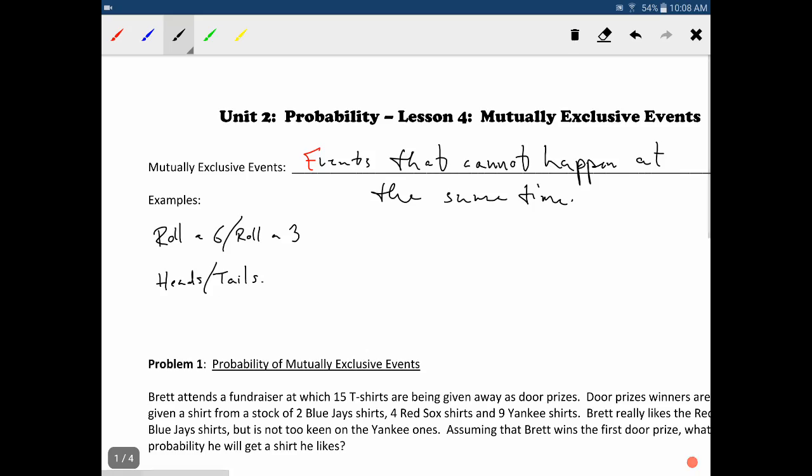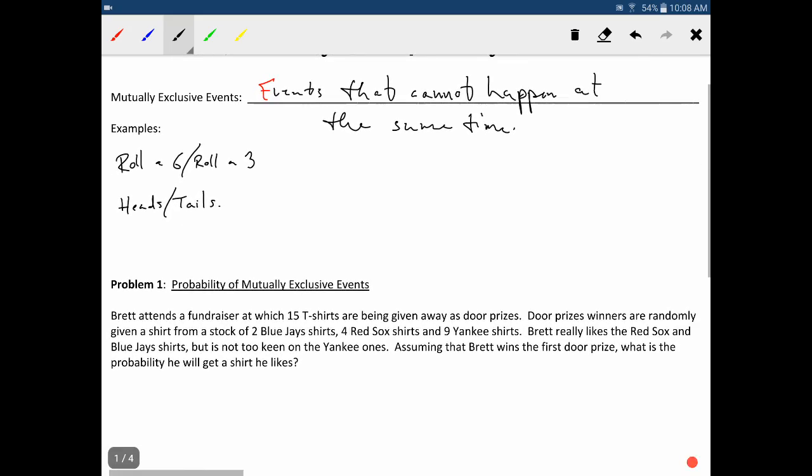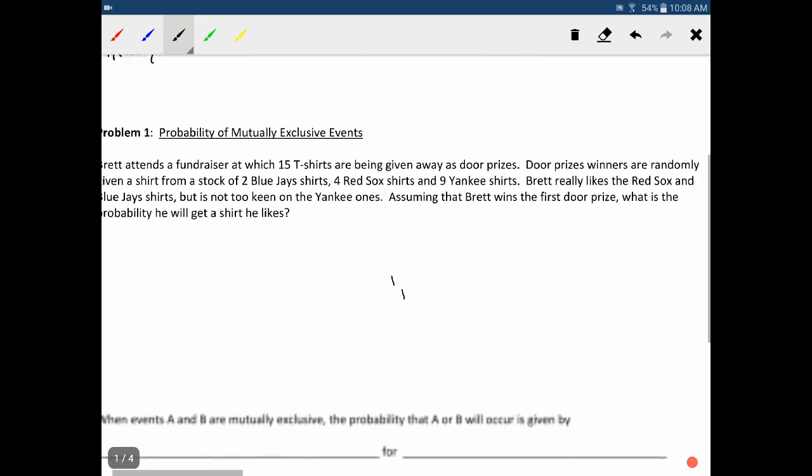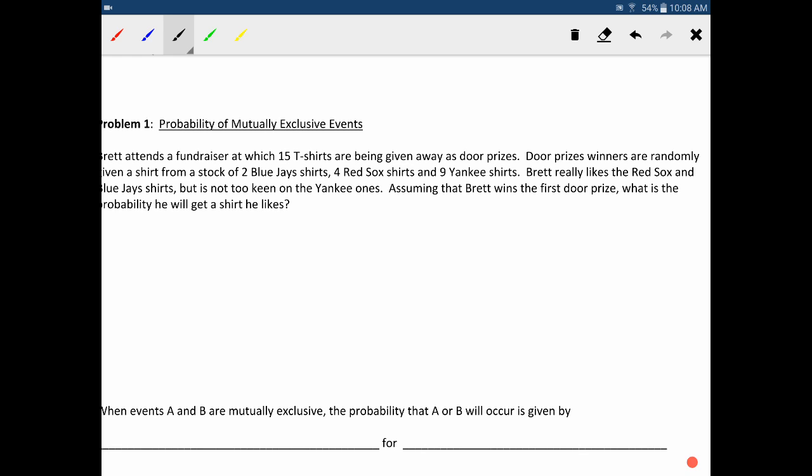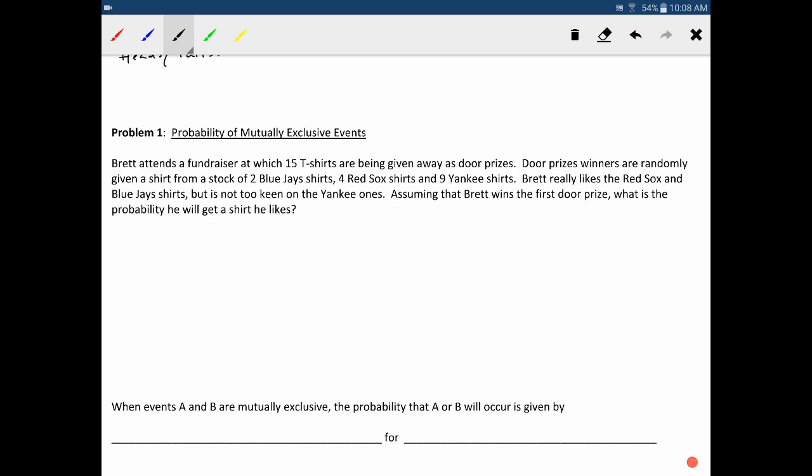Okay, so let's look at a problem using this. There's a fundraiser at which 15 t-shirts are being given away as door prizes. The winners are randomly given a shirt from a stock of 2 Jays shirts, 4 Red Sox shirts, or 9 Yankees shirts. Brett likes the Red Sox and the Blue Jays, but doesn't like the Yankees. Assuming that Brett wins the first door prize, what is the probability he will get a shirt that he likes?